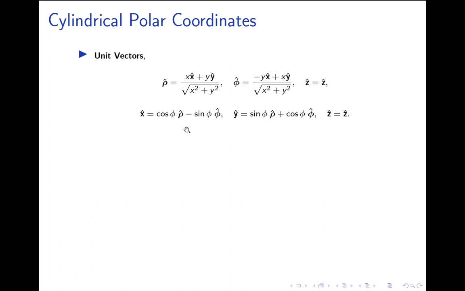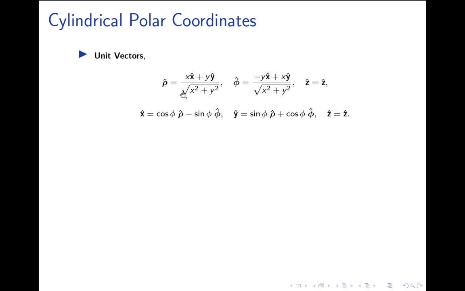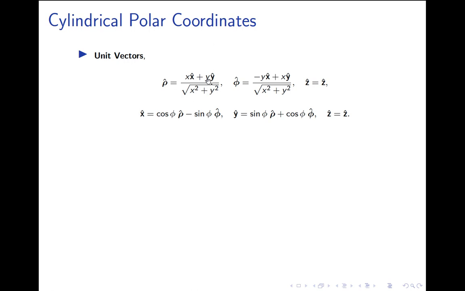The inverse map, you can also find out if you know these. Using this map, you can invert it. Using the map of the coordinates, you can invert the map for the unit vectors, and you'll have the Cartesian unit vectors in terms of the cylindrical polar coordinate basis vectors, phi hat, rho hat, and z hat.